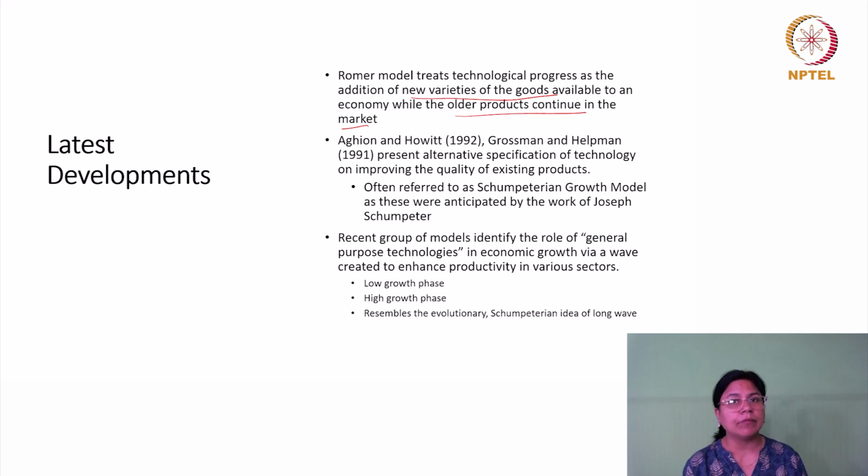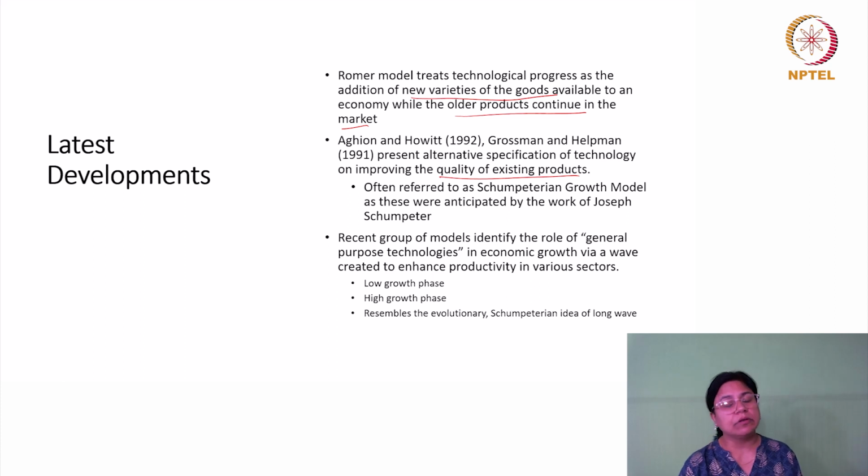If you remember, we have done the case of CDs. First of all, the floppy disk was introduced, and CDs came over, then the video cassettes, over a period of time, were done away with. So there might be a situation where the products are no longer available in the market as they were available earlier. In that context, Aghion and Howitt and Grossman and Helpman have presented an alternative specification of technology, and they talk about improving the quality of the existing product.